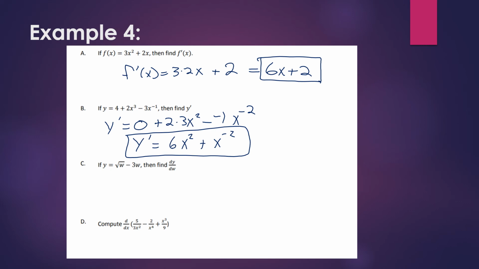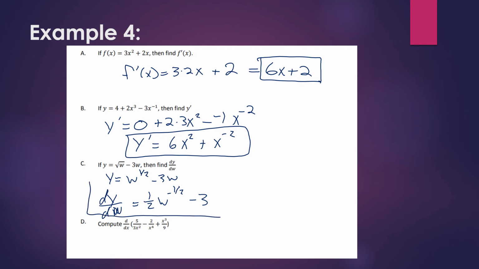For C, they want us to take the derivative of the square root of w minus 3w. So you just have to remember that this is really y equals w to the 1/2 minus 3w. So dy dw is going to be 1/2 w to the -1/2 minus 3. And I'll leave my answer like that.